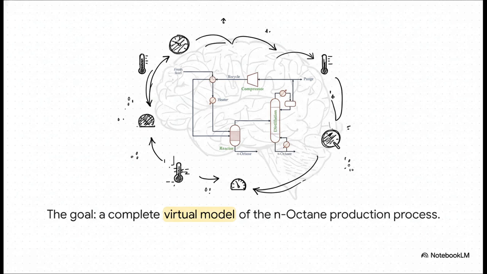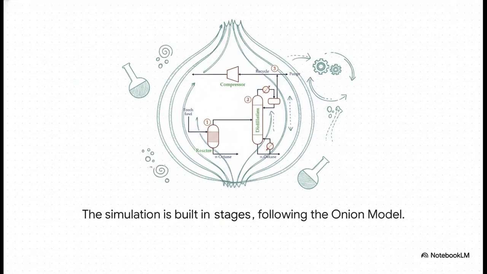The whole goal of the simulation is to get this entire process running perfectly inside the computer, predicting every temperature, every pressure, every flow rate at every single point in the system. But, and this is key, they don't try to build this whole thing at once. That would be a nightmare. Following that onion model, they build it in stages. So first, they just simulate the reactor. That's it. Make sure the chemistry works. Then, they add in the distillation column to simulate how they'll separate everything. And only then do they connect the recycle loop to see how the whole system behaves when it's all connected.